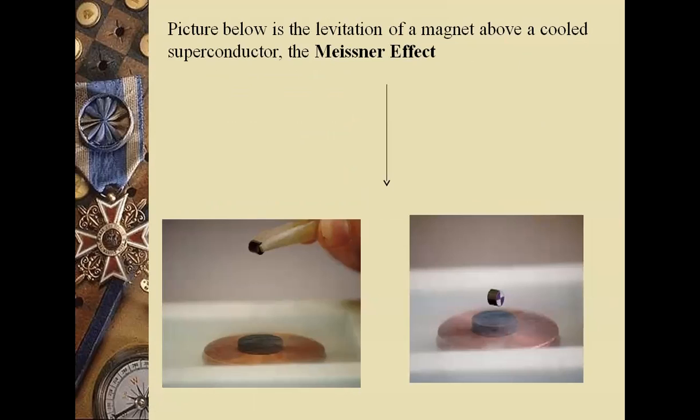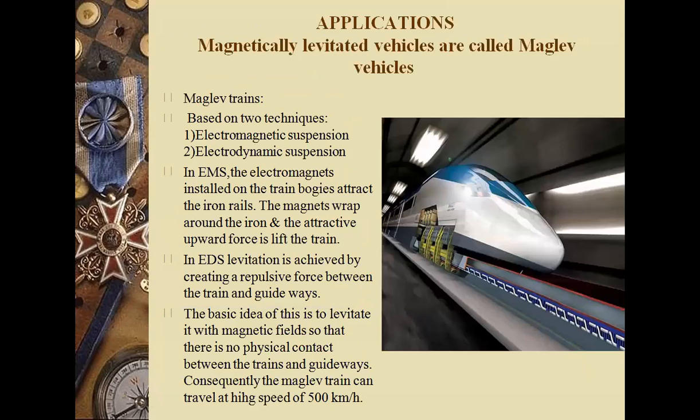Same thing as the Meissner effect. Whenever you have levitation, that's like the bullet train, as I mentioned already. This is one of the applications. Electrodynamic and electromagnet applications are also used to separate metals from waste stuff like trash. That is also useful, and you can also see here how bullet trains work.